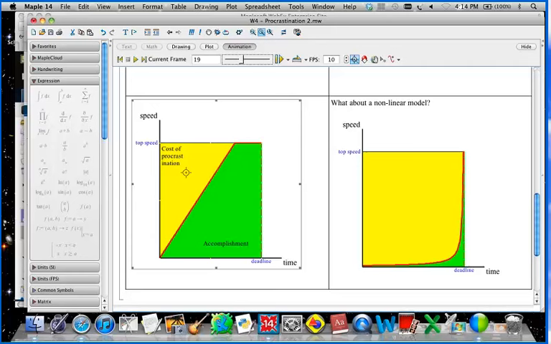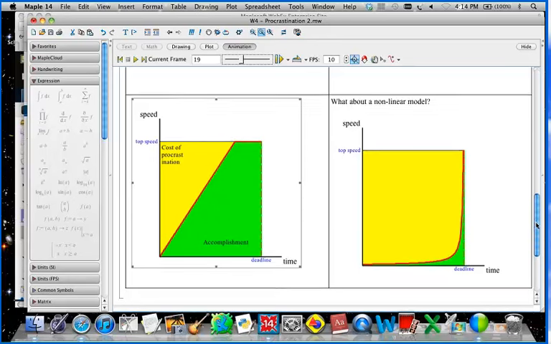And so a neat little exploration is to have students calculate this area. They know how to do it. What shape is it? Oh yeah, it's a trapezoid. They know how to find areas of trapezoids. They can find areas of triangles. It's a neat little exercise. That's a great thing for grade 9 or 10. But what if we assume a nonlinear model here?